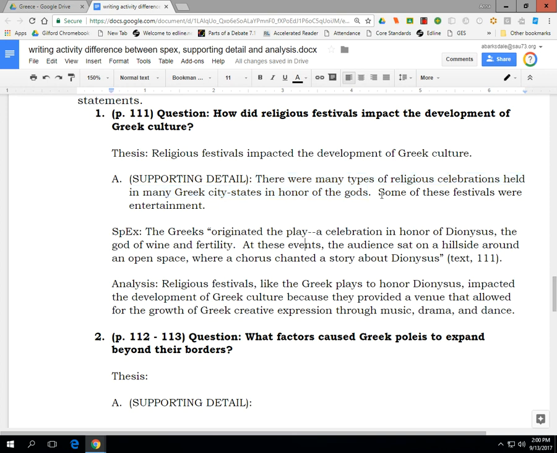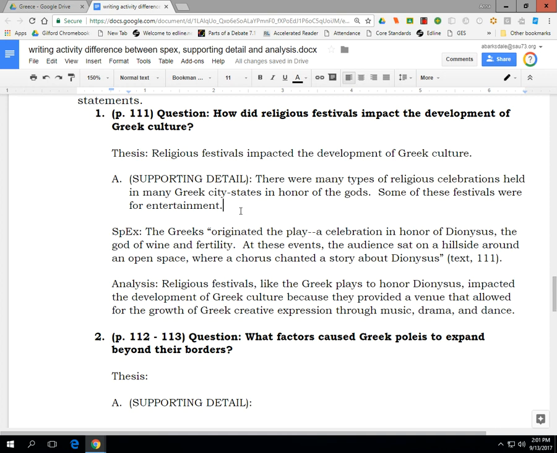Then I have to introduce my specs. Now, in this case, my introduction is not extreme. I simply say some of these festivals were for entertainment. And that's my introduction, because the next sentence is where I explain what that entertainment was, in my unbiased, detailed fact. Okay.